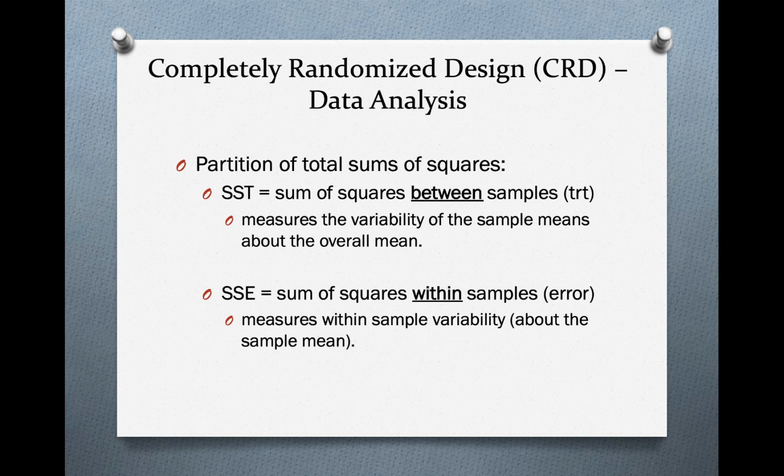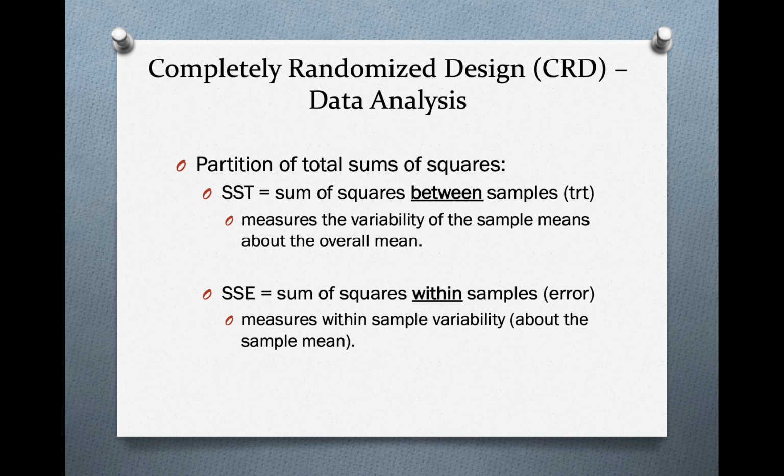With a CRD, one of the statistics that we are going to calculate is the sums of squares of the treatment, or SST. SST is where we add up all of these squared values between the sample treatments. This gives us a measure of the variability of the sample means compared to the overall mean.